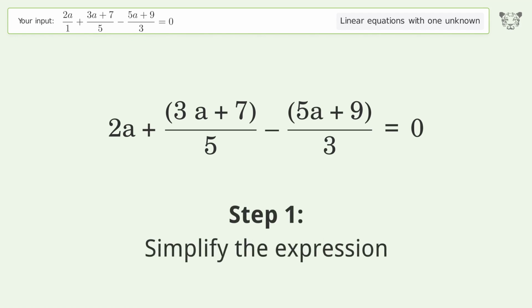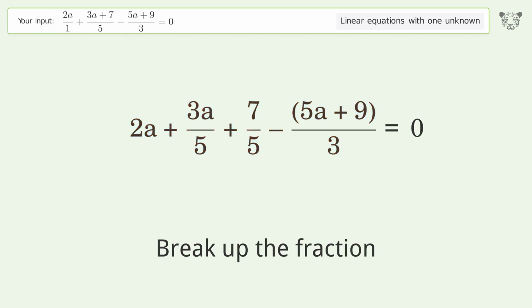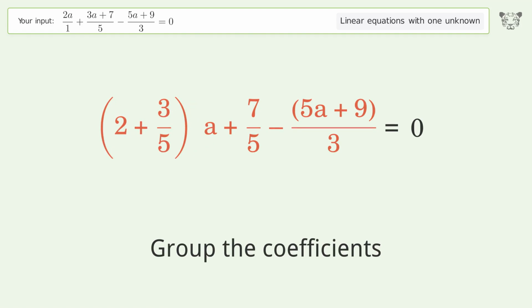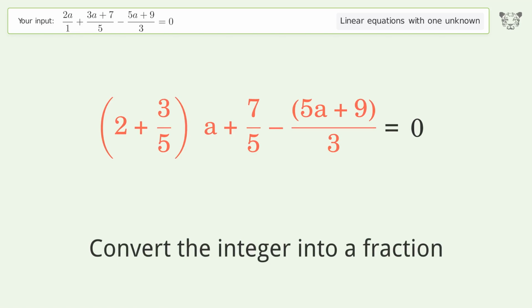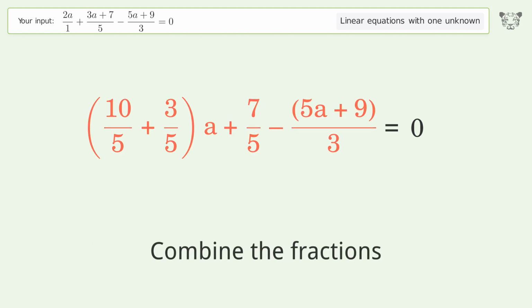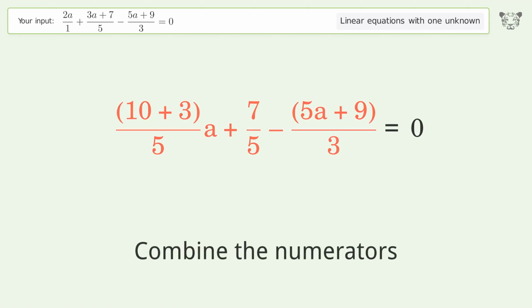Simplify the expression. Break up the fraction. Group the coefficients. Convert the integer into a fraction. Combine the fractions. Combine the numerators.